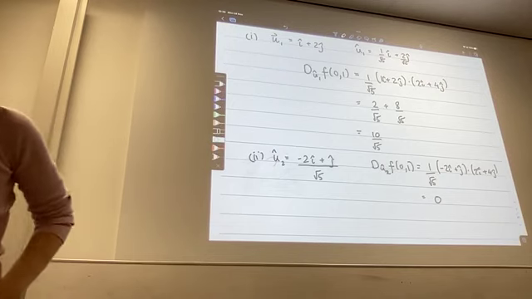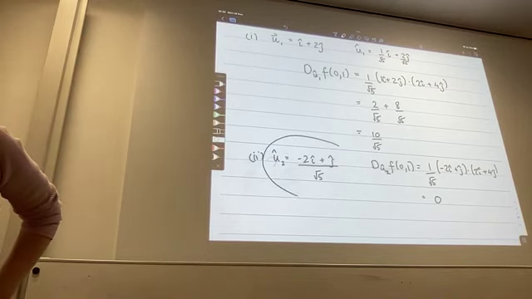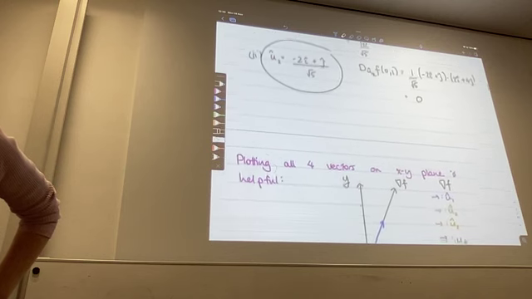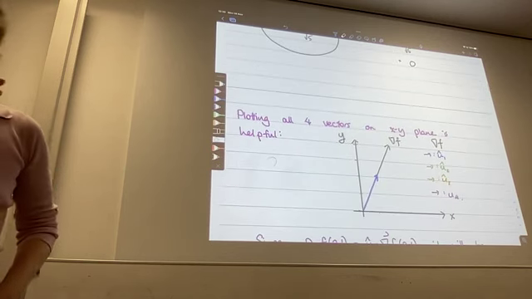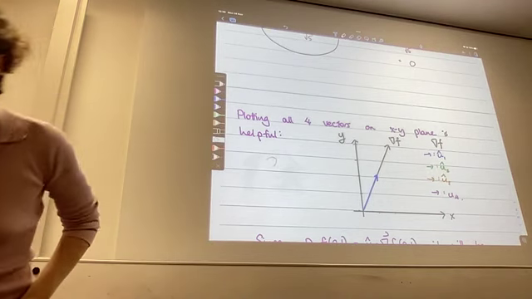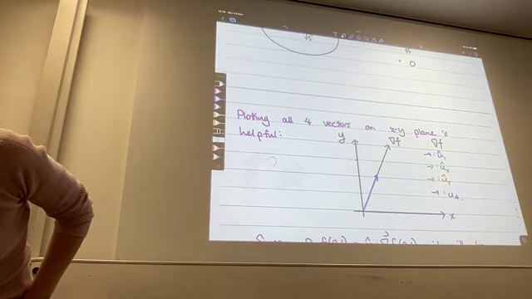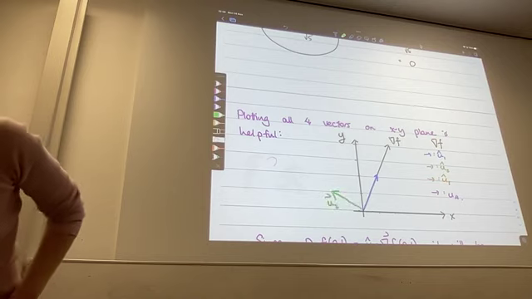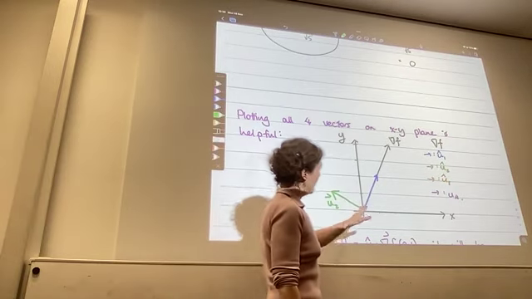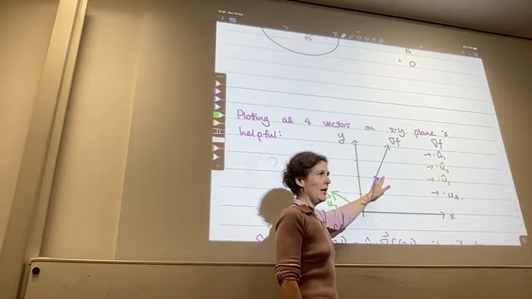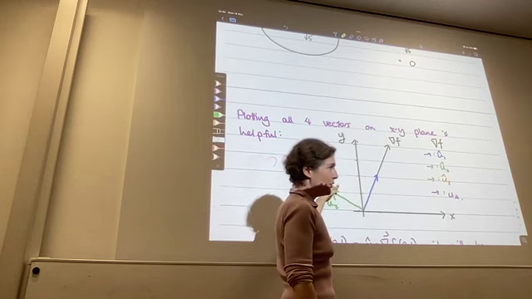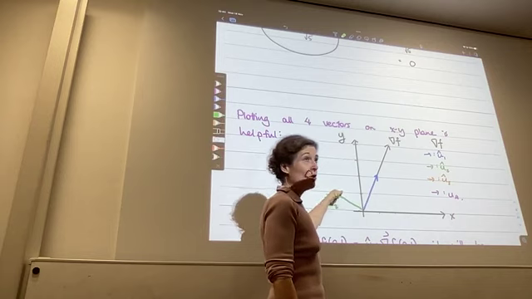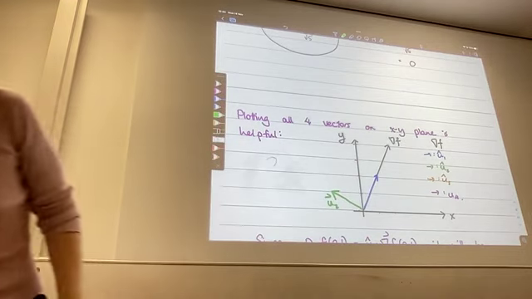Now let's plot this vector over here. That's minus 2i plus j. I'm not worrying about the scaling. If I plot that vector, it's going to be minus 2, plus 1. It lives there. So this tells me that if instead of going in the direction of my gradient, I go at right angles to it, how much change do I get? I get 0 change.